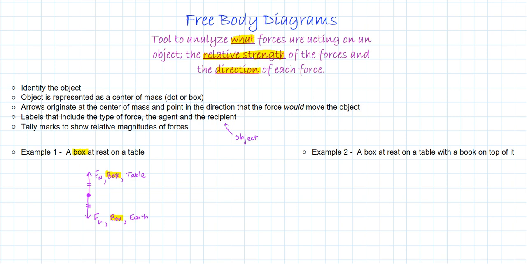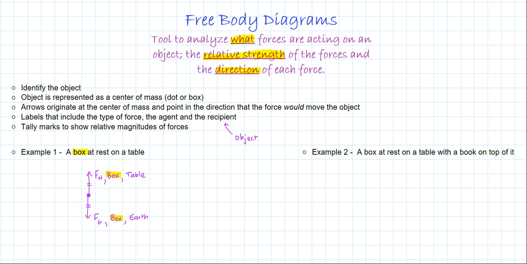So that's fairly straightforward. Just make sure that you actually go through the process, even with the easy ones, so that when you get to the harder ones, it's easier to do. Okay, let's go to example 2 here, and we'll take a look at adding just one extra element to the problem. In this case, I have a box at rest on a table with a book on top of it. So now I've got three possible objects. We have the box, the book, or the table.